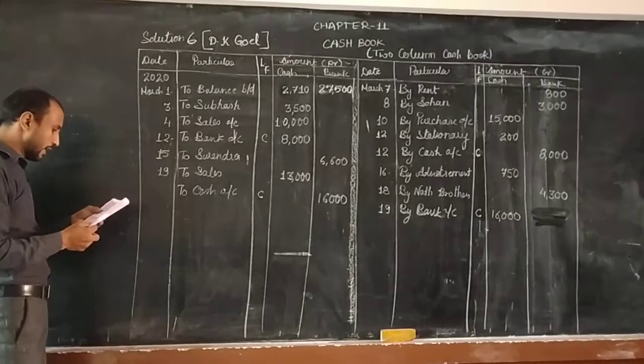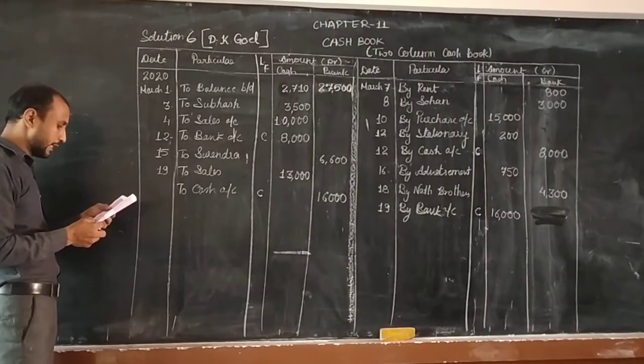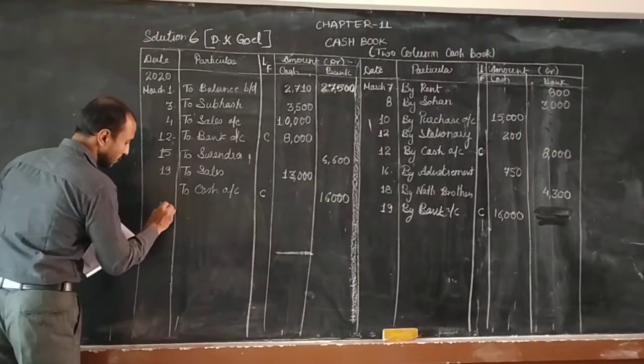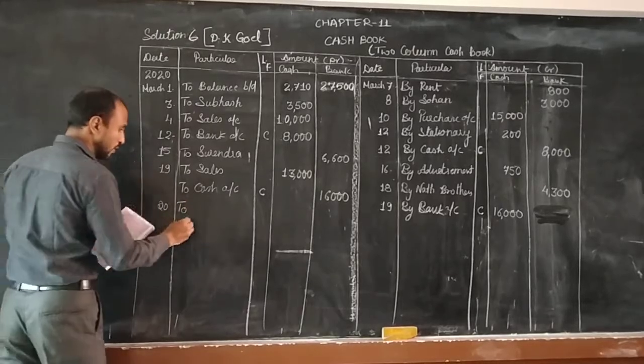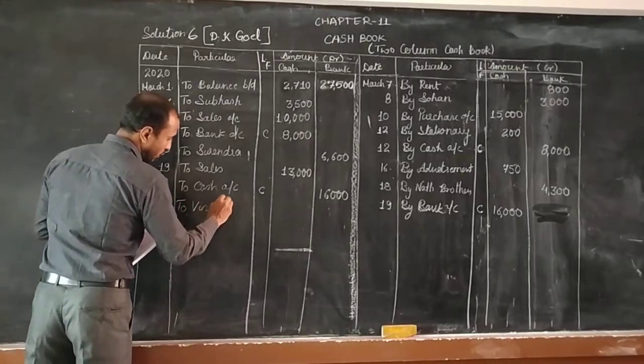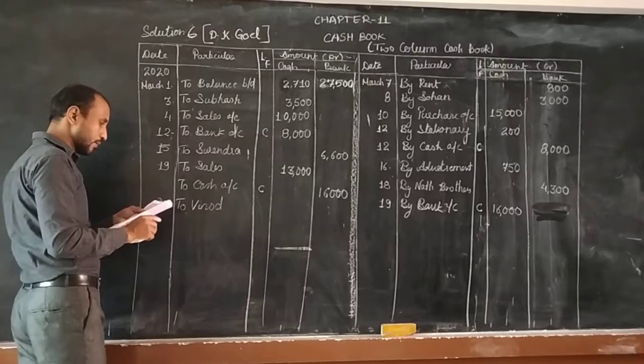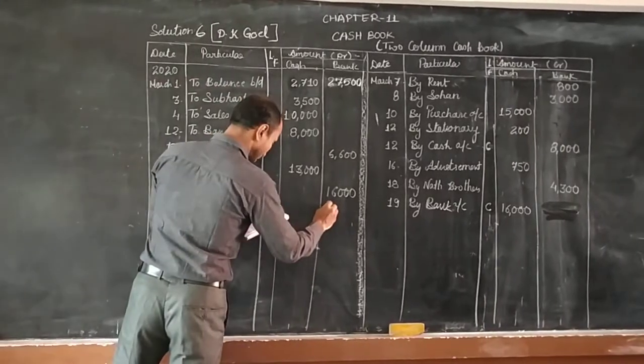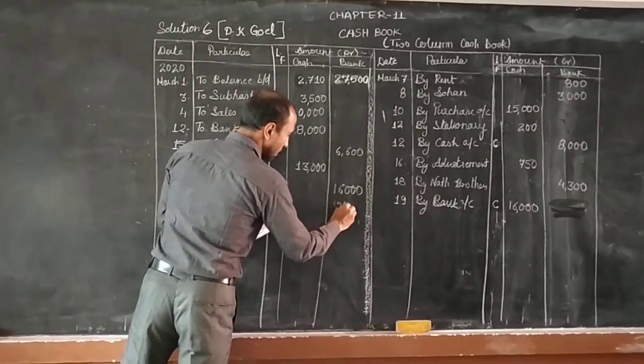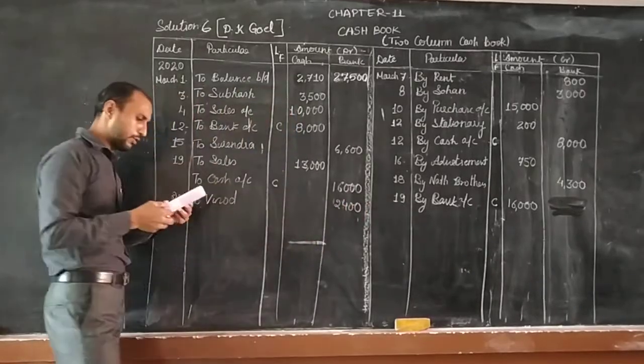Okay. Now we have here receipt check from Vinod and send it to the bank again, 20. So to what? Vinod. V-I-N-O-D, Vinod. Where I have to write this amount? Bank में 2,400. So it is 2,400. We will write it to the bank.